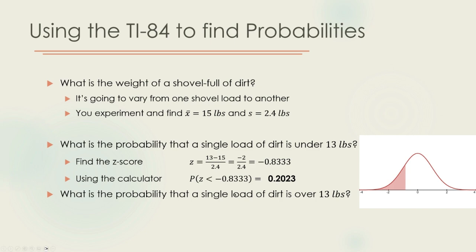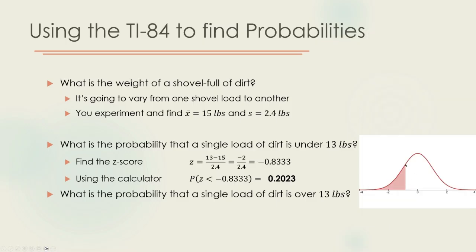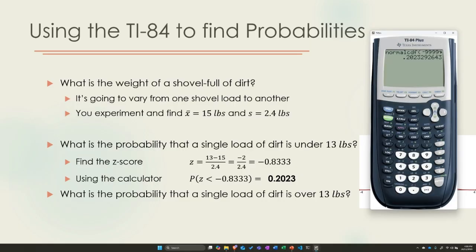Good. So what's the probability that a single load of dirt is over 13 pounds? Well, we are going to do the same thing, but this time 13 pounds has a z-score of negative 0.8333, and we want the probability of it being over that value. So now we're talking about this white area on the right side, which means the lower bound is negative 0.8333, and it goes on through the right tail, off to a positive infinity. So I'm going to go back to my distribution menu. Actually, I'm going to put this down here again. This way I can show it the way that a TI-83 would see it.